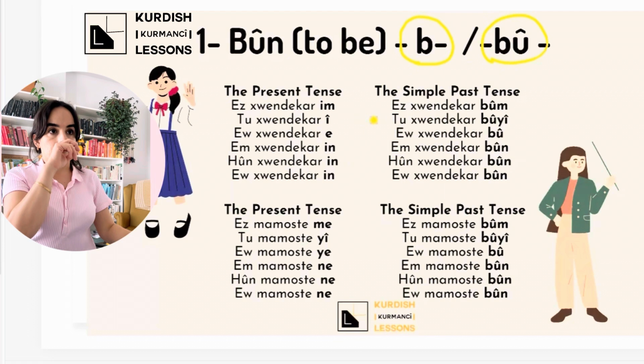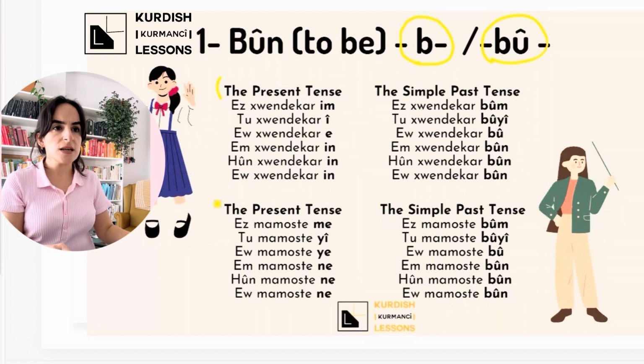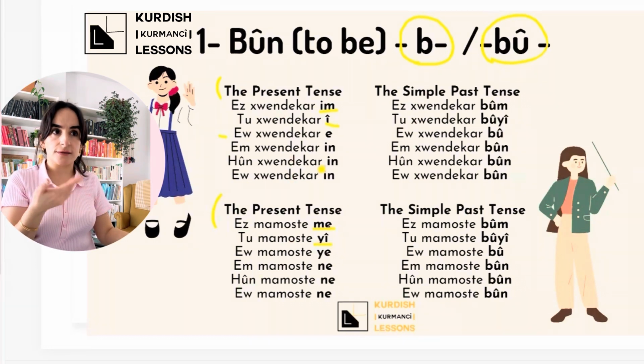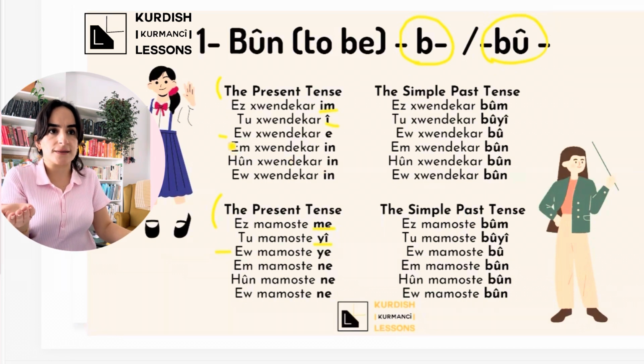Here, for the present tense, you see we have 2 different conjugations. To say I am a student, you have as khwandekarim; as mamostema, I'm a teacher. To khwandekari, you are a student. To mamostei, you are a teacher. Aw khwandekare, he, she is a student. Aw mamostei, he, she is a teacher. And same thing for plurals. For khwandekar, plural takes an, and for mamoste, plural takes ne. We are, you are, they are teachers, students.